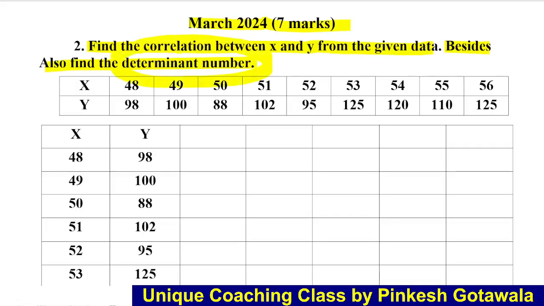Okay, now the point is that we have to find the determinate number. So first of all, let's find correlation because they ask to find out correlation. Then we will think about how to find out the determinate number. So let's see the data. X and y, two attributes, are given.